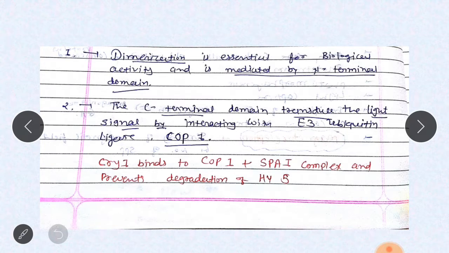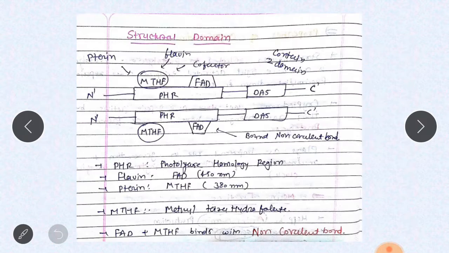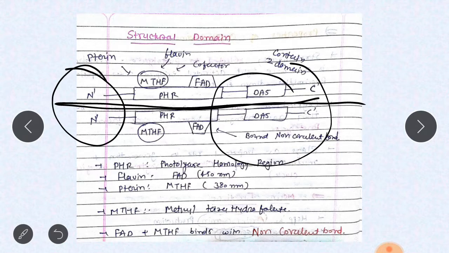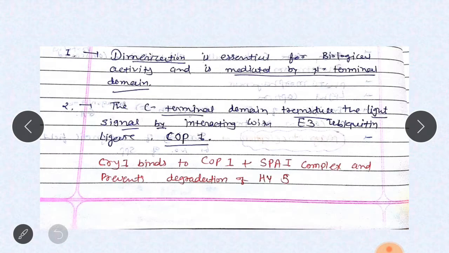Now, dimerization is essential for activation, so they are separate before they are activated. In the inactivated form, they are both separated, but when light comes and they are activated, they must bind and form a dimer, which is initiated by the C terminal. The C-terminal domain transduces the light signal to interact with the E3 ubiquitin ligase COP1.